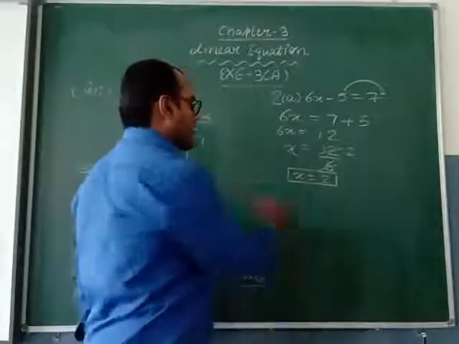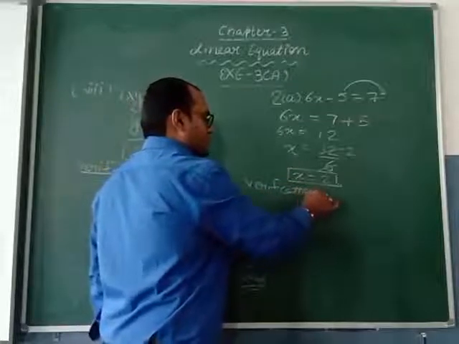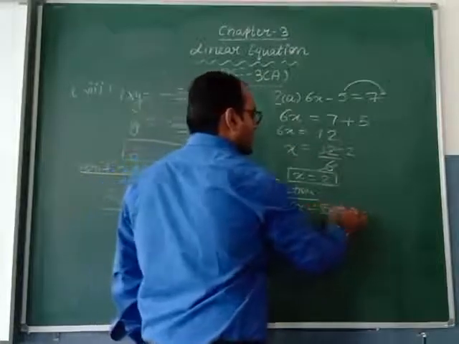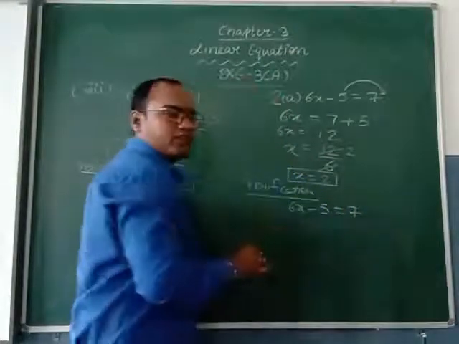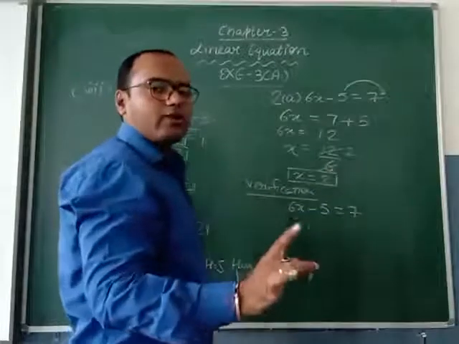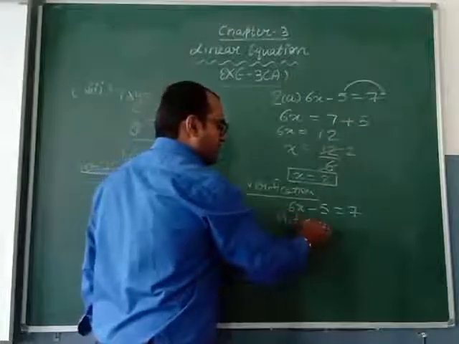Now we have to verify our answer. So we have to write verification. First of all, we will note down the question: 6x minus 5 is equal to 7. So in the verification, no need to bring this 5 to the right hand side. We have to put in the value only and we will solve it. So put x is equal to 2.